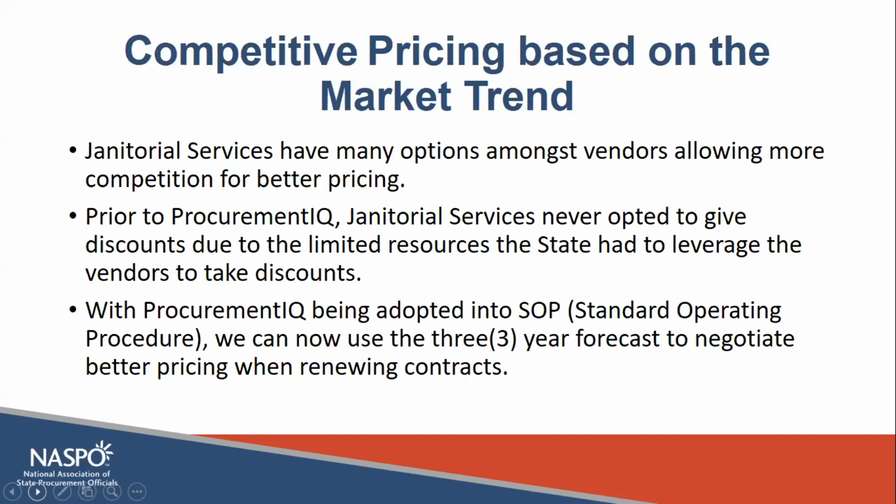Prior to Procurement IQ, like I said, we didn't really get a lot of discounts. This is for just the janitorial services commodity. We really didn't have that leverage to get the discounts because we only had one tool telling us that increase or decrease, and we really didn't have a lot.